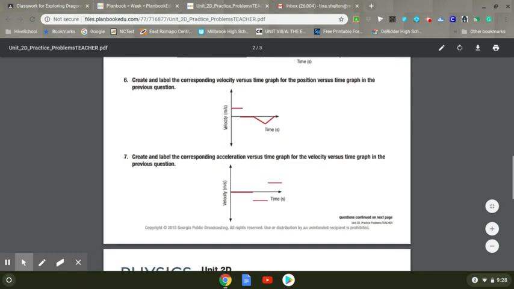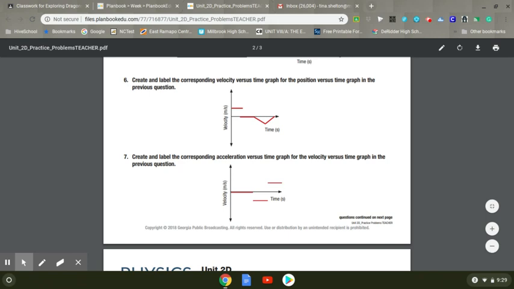Question 6 says create and label the corresponding velocity versus time graph for the position versus time graph in the previous question. So A was positive, so you have it above the 0 line. B was at rest, so you have it on the 0 line. And then C was sort of coming down. It was increasing, so you have that as a straight line coming off of the 0 down. And then you have it going back up on D because it was increasing.